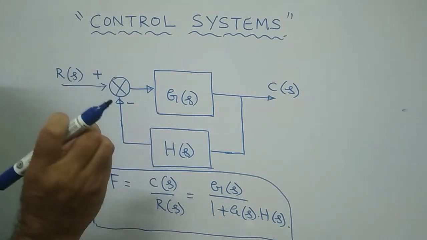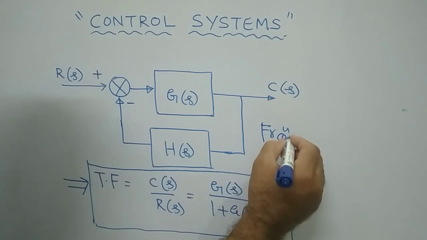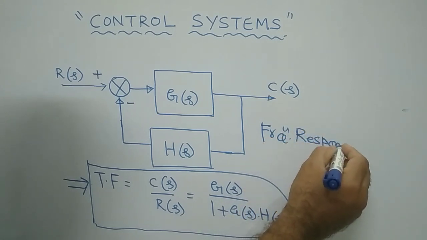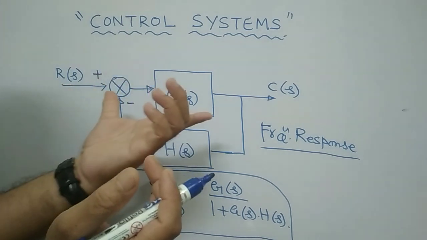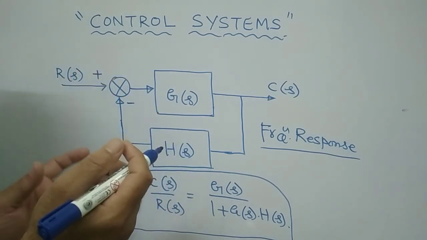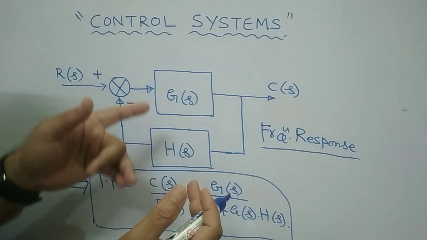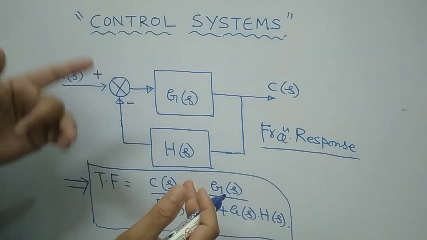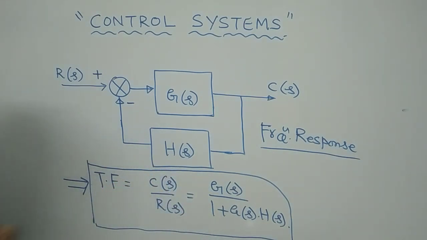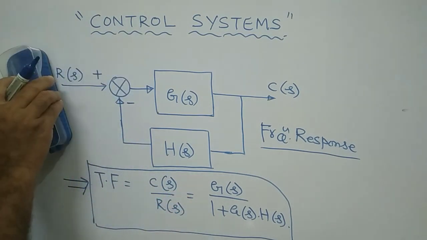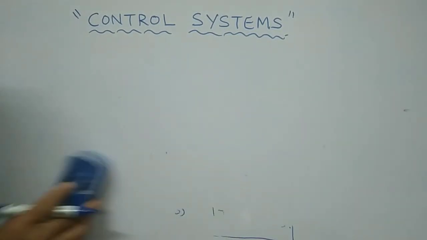Now we are going to study the frequency response. For finding the frequency response, we must know the transfer function of the given system, so that the frequency response can be easily determined, calculated, or estimated. Clear? For our convenience, let us consider this particular transfer function. So we know the transfer function. Now what should we do?